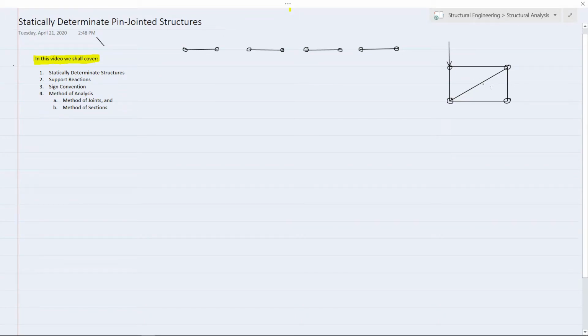Now you can see that this configuration will be very strong. It will be stable. Why? Because a triangular configuration is very strong by geometry. It will not collapse.